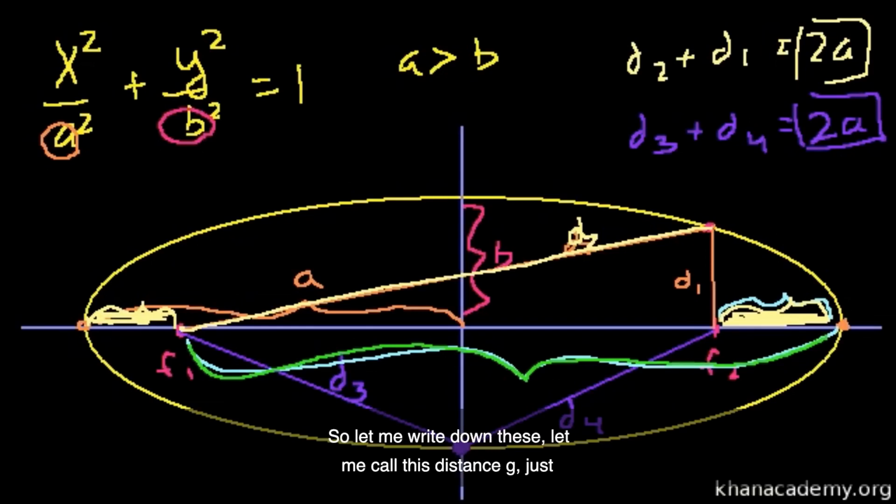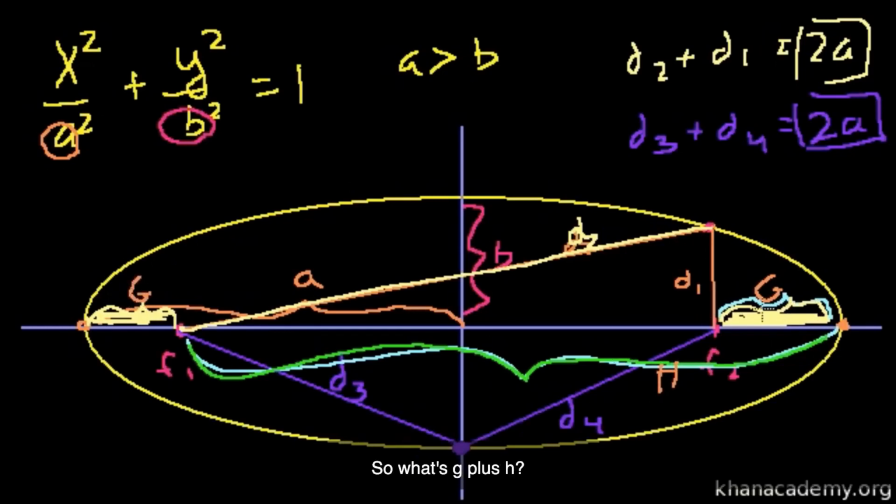So let me write down these. Let me call this distance, I don't know, let me call it G, and let's call this H. If this is G, this is H, we also know that this is G because everything's symmetric. So what's G plus H? Well, that's the same thing as G plus H, which is the entire major diameter of this ellipse, which is what?